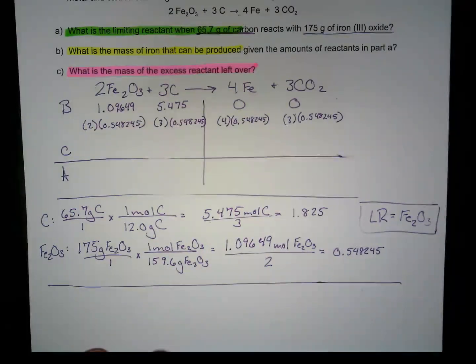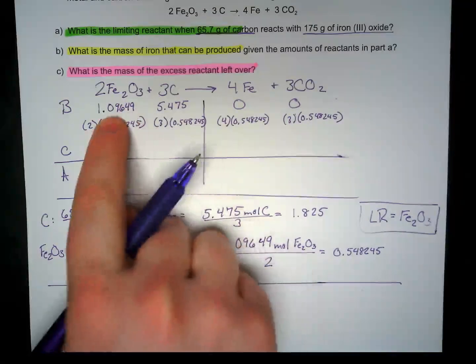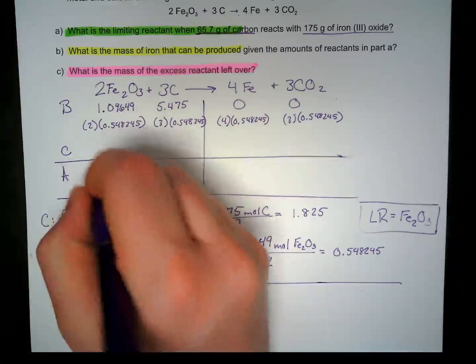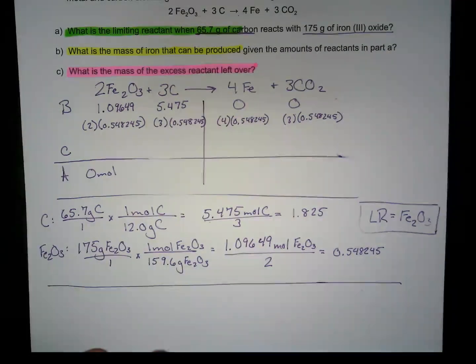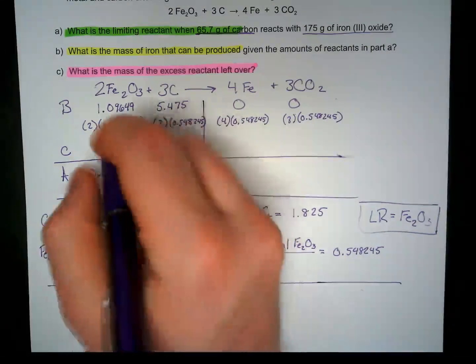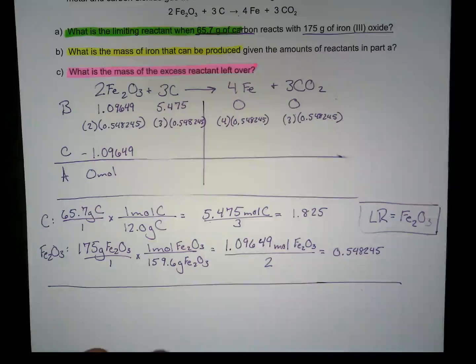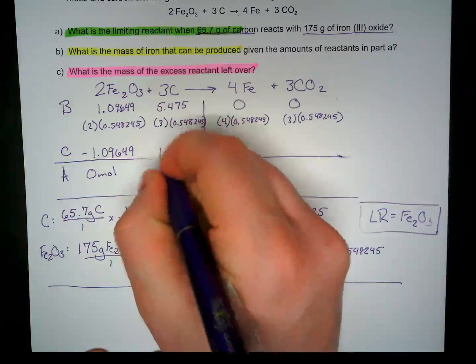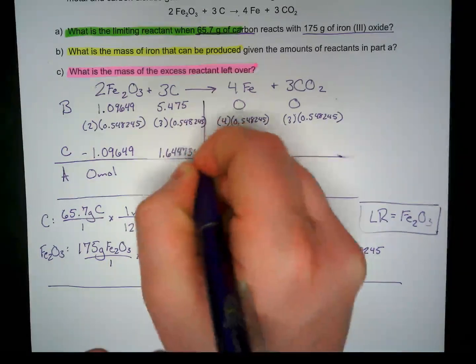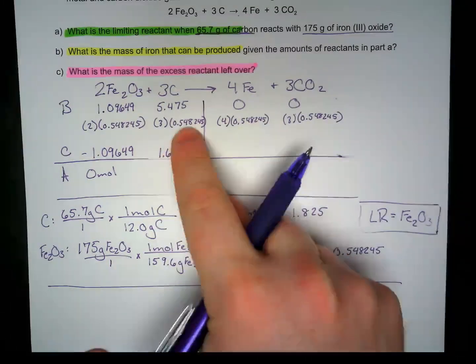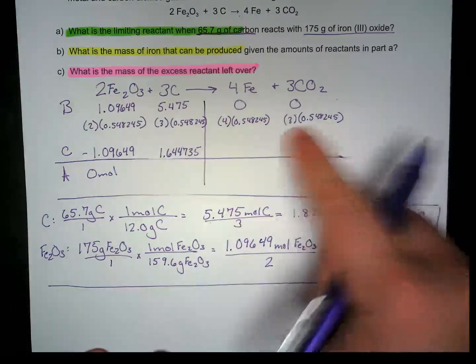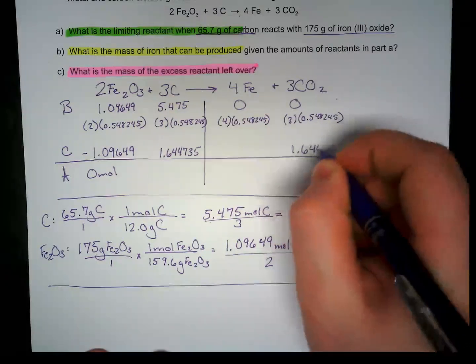Then on the change line, for this one, we can just input this back in because we know it is going to run out. This is going to be 0 moles because it's our limiting reactant. In order to get that 0 moles, it has to be just 1.09649. Now for our carbon, 0.548245 times 3 is 1.644735. That's what's awesome about this: it's 3 times this number, and over here it's the same thing, so we can just slap that in over here. Don't have to do the same work twice.